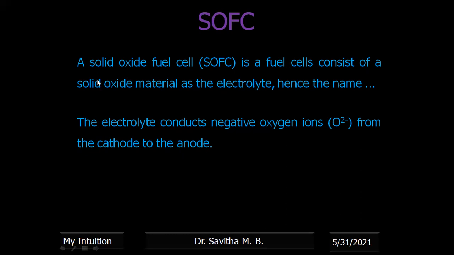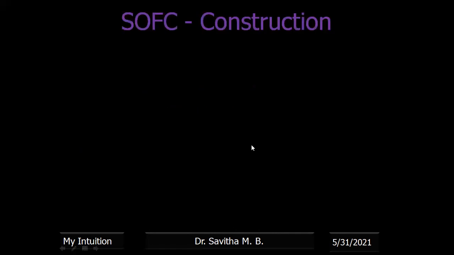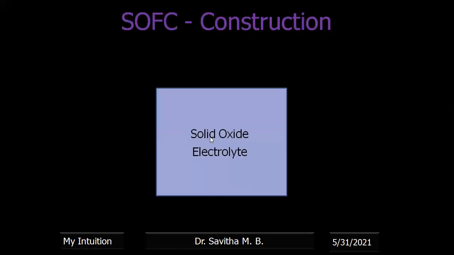That is, it will allow the transfer of ions from anode to cathode and cathode to anode, but the only thing is it is in the solid state. The electrolyte conducts the negative oxide ions from the cathode to the anode. Now, how is it constructed? Similarly, you will be taking a solid oxide electrolyte.